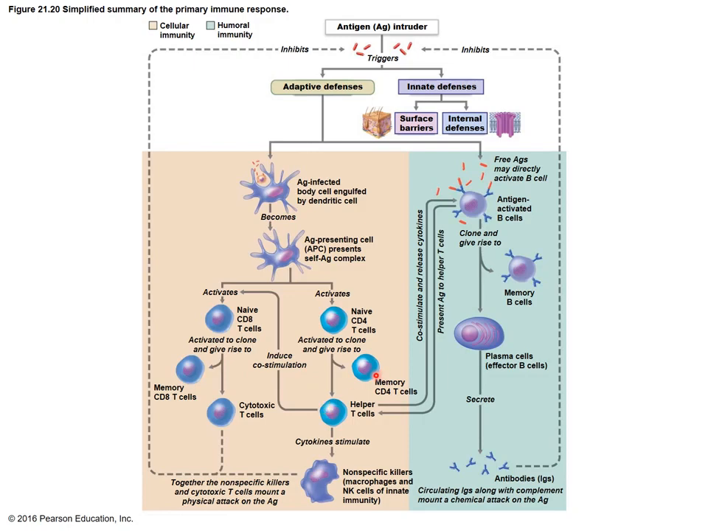Some of these become memory cells, so if you ever see this again in the future, you'll have a very immediate response. Those helper T cells, what are they going to do? In turn, they're going to now also help activate the CD8 cells, which give rise to the cytotoxic T cells, which are going to bind and basically kill the offending cells because they're out searching for this. You also have memory cells here, so if you ever see it in the future, here are those helper T cells. They're also releasing cytokines, which are going to help stimulate some of your macrophages, the natural killer cells.